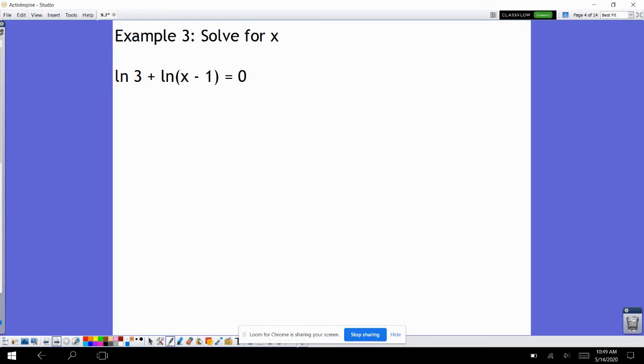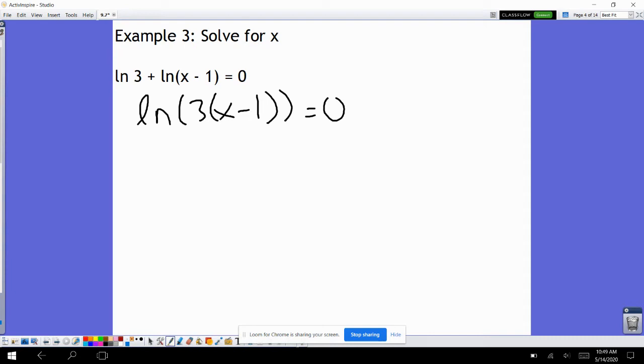Now, what if we talk about the natural log? We have the natural log of 3 plus the natural log of x minus 1 equals 0. In this case we're dealing with the natural log, so our base is still e, and we can still apply our product property of logarithms, because the natural log is still a logarithm. Our logarithm keeps the same base. The natural log of the product of those two values, 3 times x minus 1, is equal to 0.